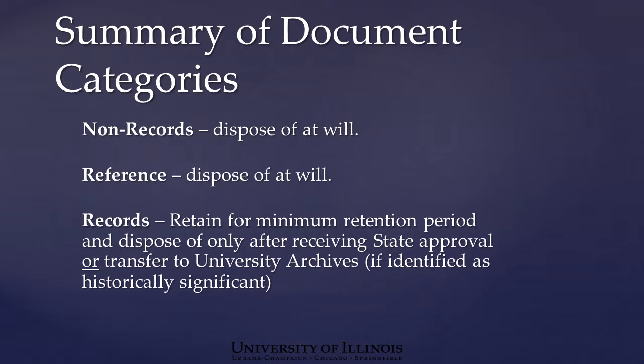Both non-records and reference materials can and should be disposed of at will as soon as their primary usefulness has expired. The term records, as we use it at the university, includes both archival documents and business documents. They are combined here because you cannot dispose of them at will. When the retention period of the records has ended, archival records should be transferred to the university archives, and business records can only be disposed of after receiving permission from the state.